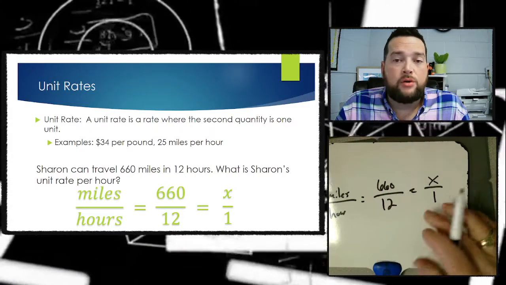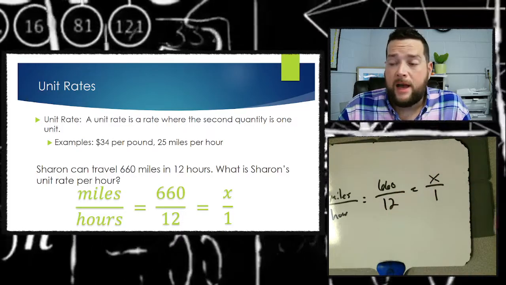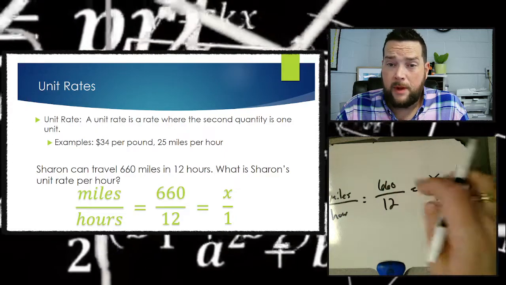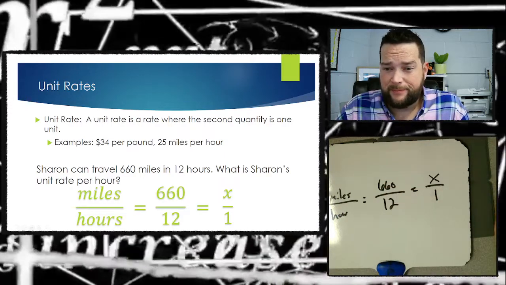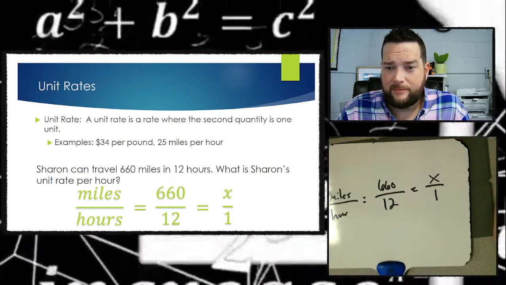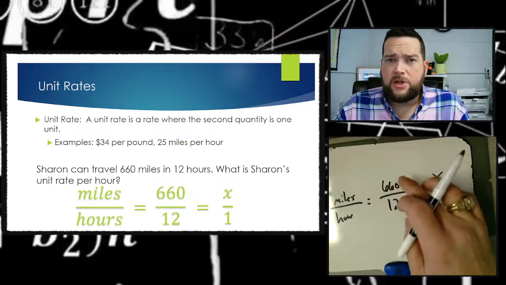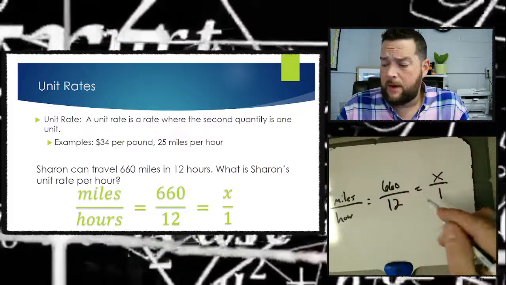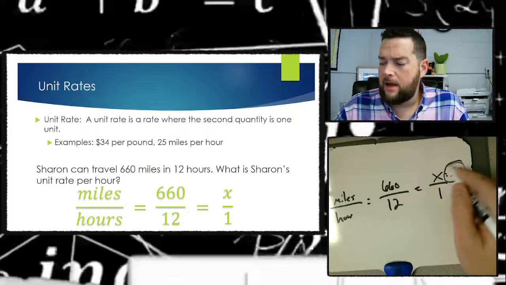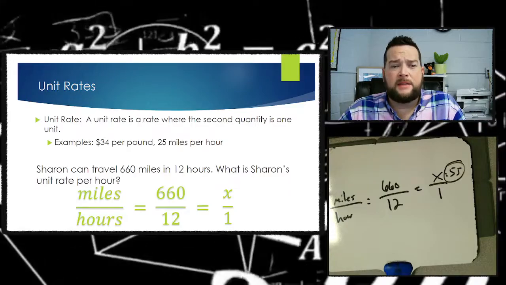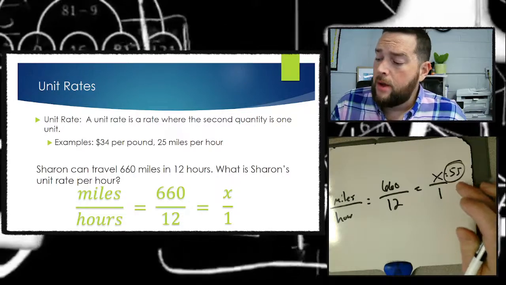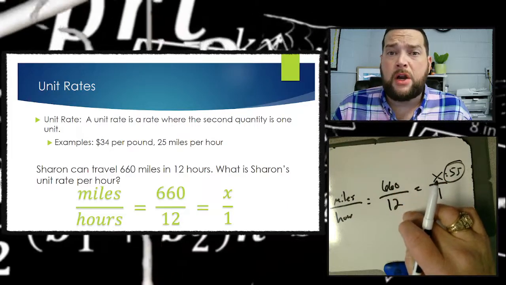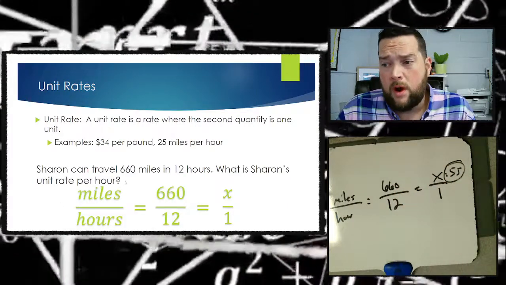Then all you have to do to solve this is cross multiply and divide. 1 times 660, multiply across. You multiply across from each other, and you divide by the third number. So 1 times 660 is 660, divided by 12 is 55. That is our unit rate: Sharon travels 660 miles per 12 hours, which means she can travel 55 miles in 1 hour.